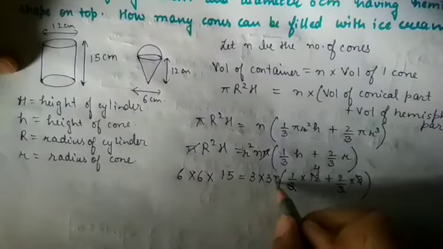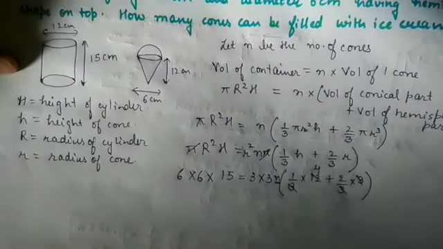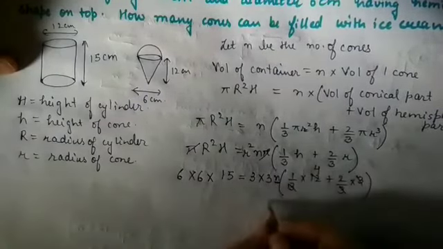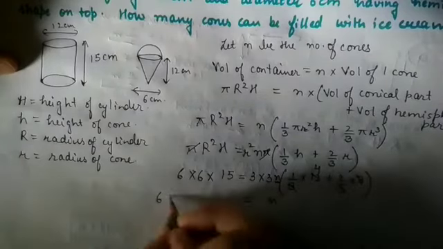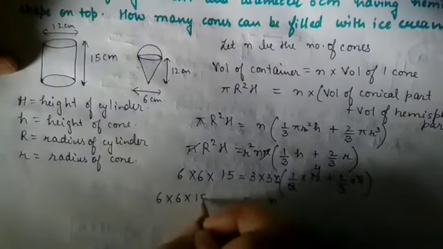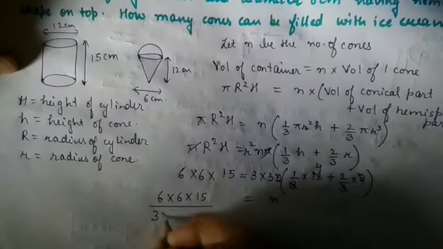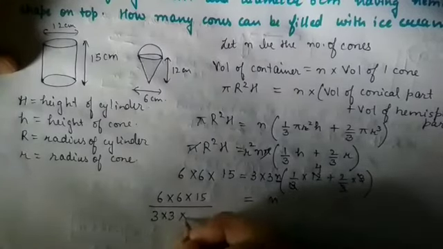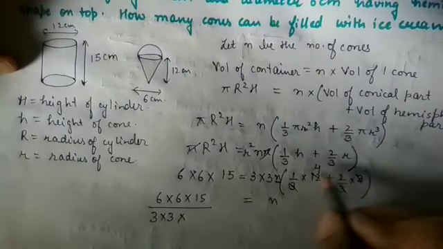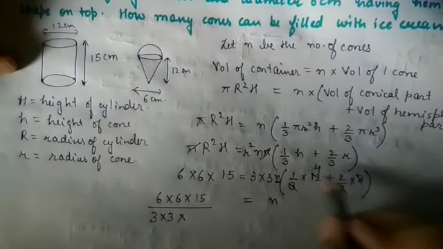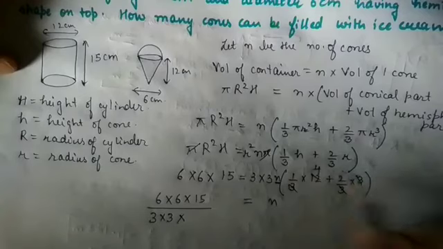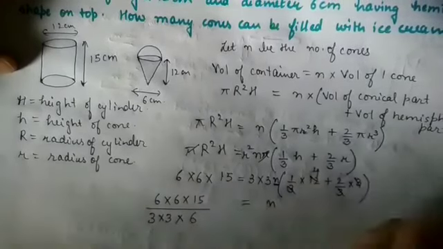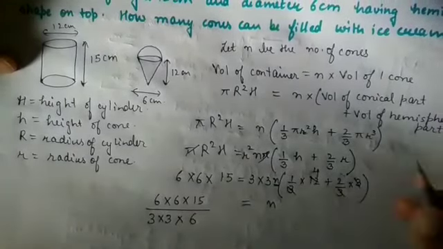So now keep n on one side and shift other terms. So you will get, keep n here only, you will get 6 into 6 into 15 upon 3 into 3, into, wait, you can't shift just like that. First of all, you need to add also. So on adding 4 plus 2, you will get 6. So into 6. Am I clear?